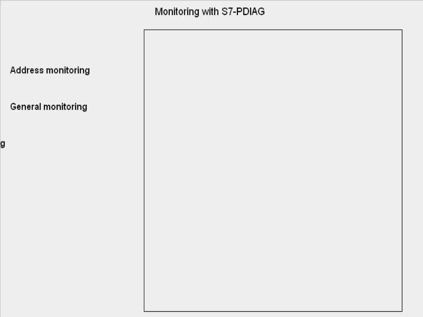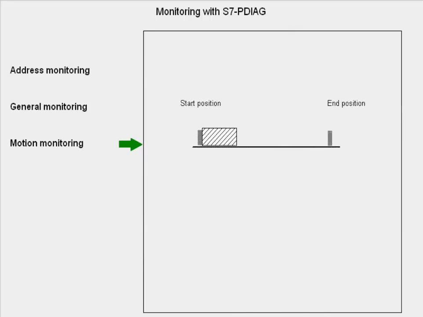With motion monitoring, you check whether physical movements in your process are being executed correctly and within the specified time. S7 PDIAG offers 4 different forms of motion monitoring. Startup monitoring determines whether a movement actually leaves its start position within a predefined startup time.